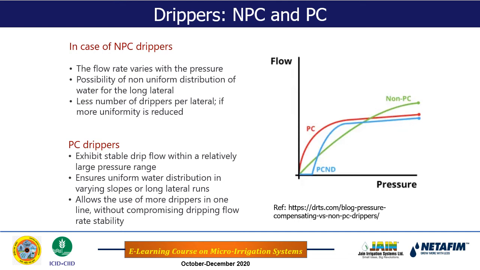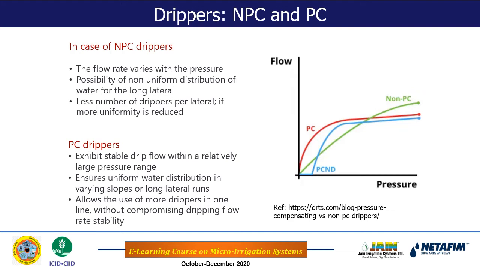Now there are NPC, that is non-pressure compensating emitters, and pressure compensating emitters. So what is the purpose of this? Before that, let us see that there is a relationship between pressure and discharge. If pressure in the system is more, the discharge is more. If the pressure in the system is less, discharge is less. Similar thing happens for the dripper as well. If the pressure at the emitter or dripper is more, the discharge from the emitter will be more, and if pressure at the emitter is less, the discharge is less.